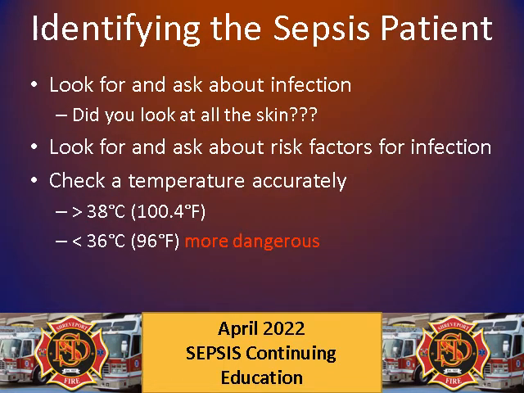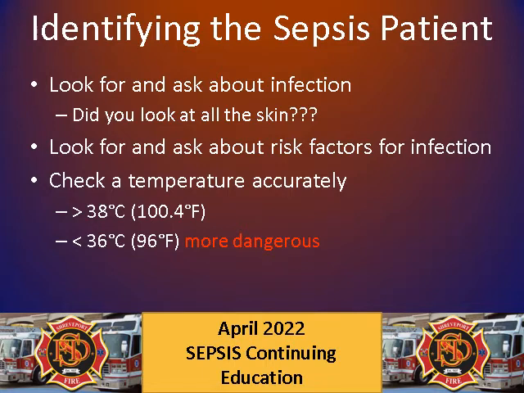So how do you identify the sepsis patient? You're going to look for and ask about infections. You need to look at all the skin. You need to look for and ask about risk factors. You need to check your temperature accurately. Understanding that what you can visually inspect is just as important as what you can elicit from the patient by asking your SAMPLE questions, and then also your temperature.